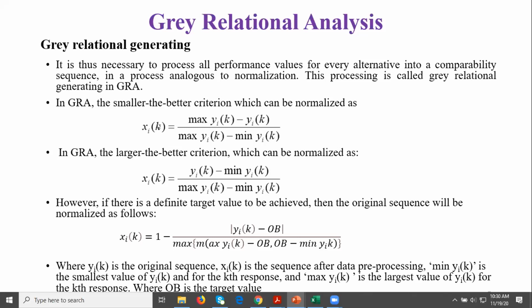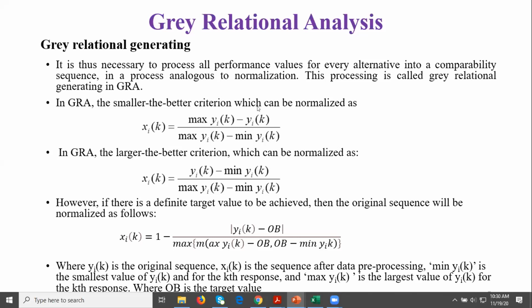So here the formula is xik. To generate the xik value, we take the maximum. Suppose I'm doing 9 experiments. From the 9 experiments, we take the maximum roughness value and the minimum value, and for each experiment, whatever the value is, you take it and calculate it to normalize that particular output response.